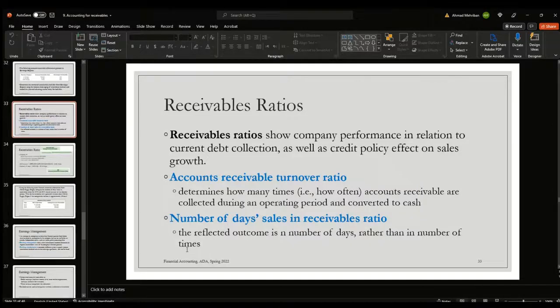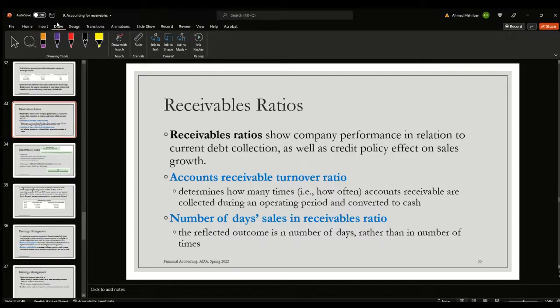Now let's look at the receivables ratio. This is part of the financial statement analysis that we will do by the end of the semester. However, let's just start from somewhere. In this case, receivables ratio. Receivables ratio shows company performance in relation to current debt collection, as well as credit policy effect on sales growth.